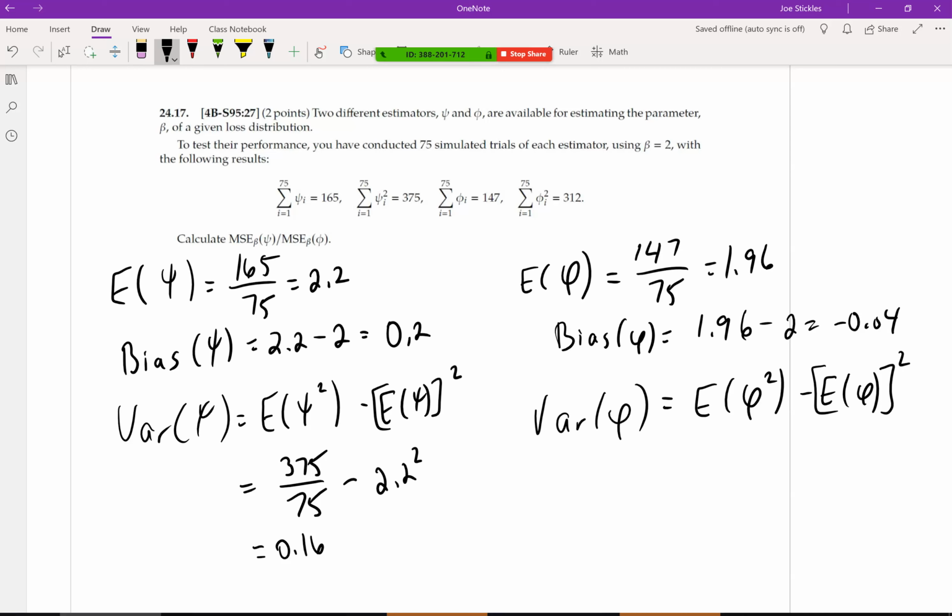And now I want to do the exact same thing for phi. Now it's 312 over 75, and then we'll subtract 1.96 squared. So 312 divided by 75 gives me 4.16, and then I need to subtract the 1.96 times itself. Here I get 0.3184.